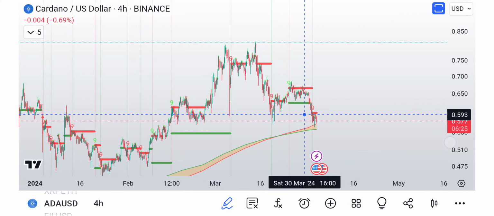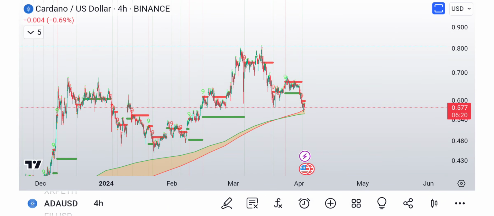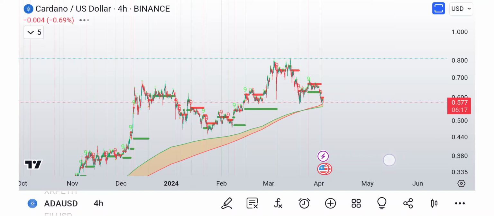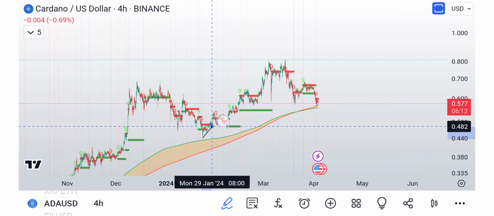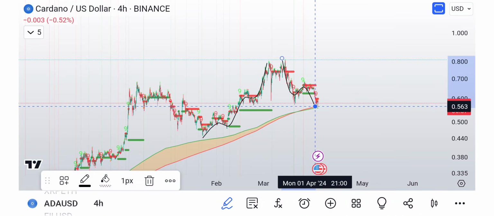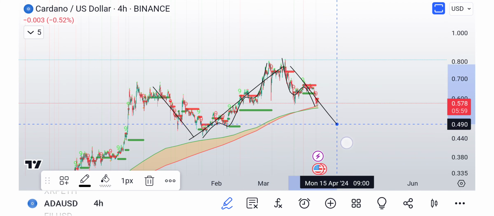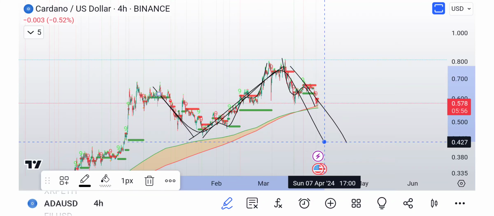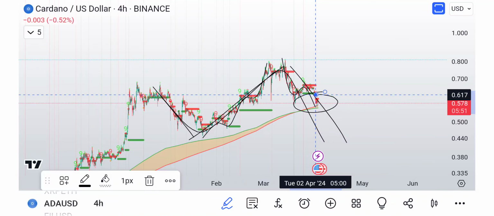ADA. Now, look at ADA. ADA already made its ABC, and it's already on its bull market support band. Right? So we went up 1, 2, 3, 4, 5, and then we have A, B, C. I guess a real bearish thing you can say with ADA would be A, B, and then we get a C. It could be a flat, but I don't think so. So hopefully ADA continues to hold its bull market support band.